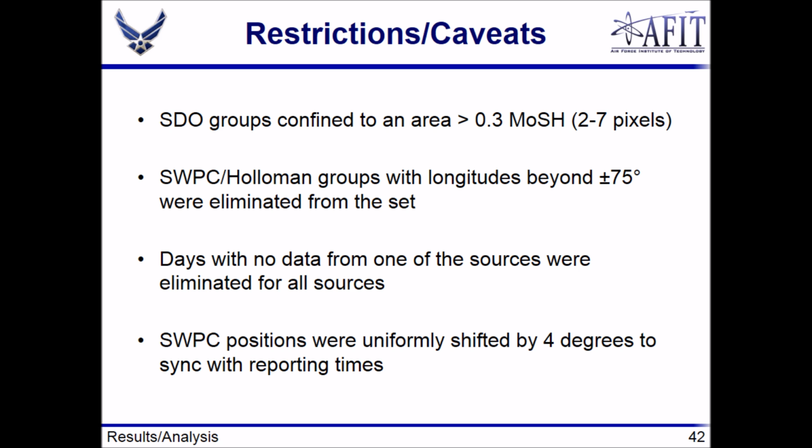The SWPC and Holloman groups with longitudes beyond the 75-degree cutoff that I talked about earlier were excluded from the test set. And days where we didn't have data from one of the sources, I also cut those days out from everything, so that we had consistency. And then the SWPC reports actually come out about 8 hours after the Holloman reports. And so to correct for the position error, I simply shifted those back by about 4 degrees in order to sync up the reporting times.